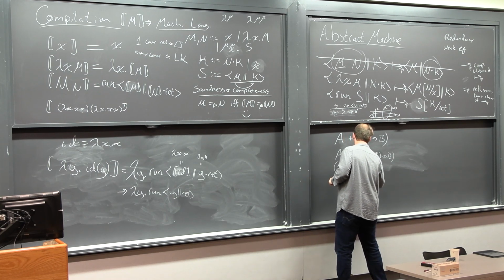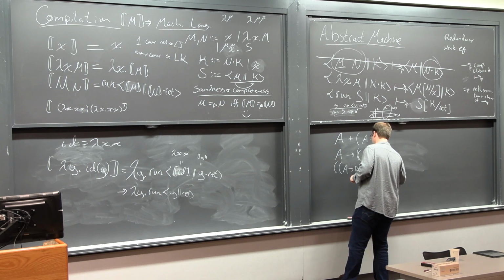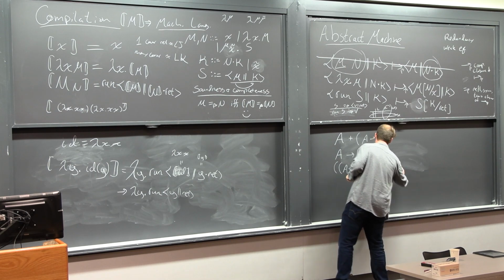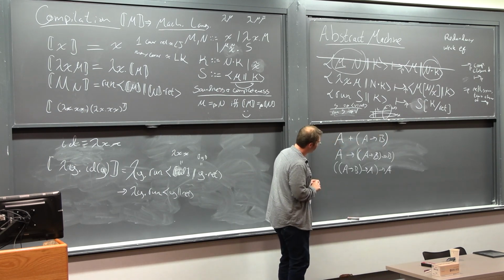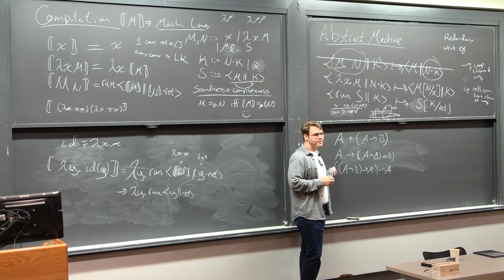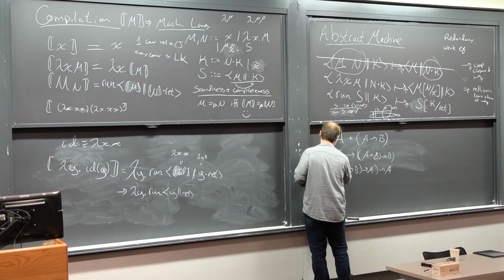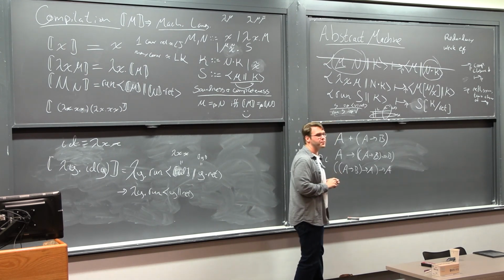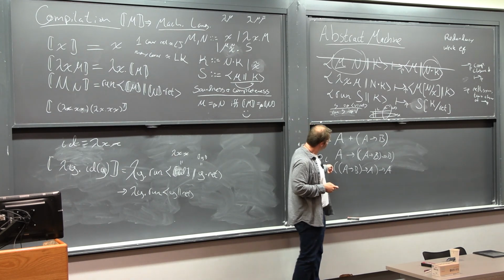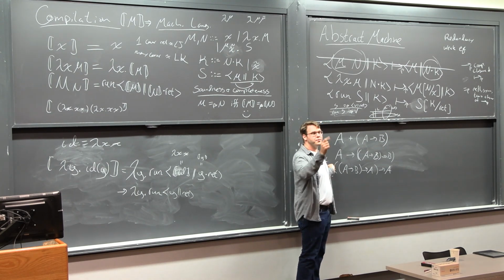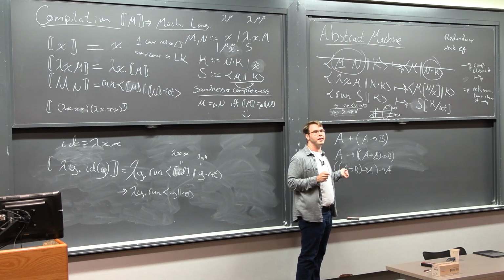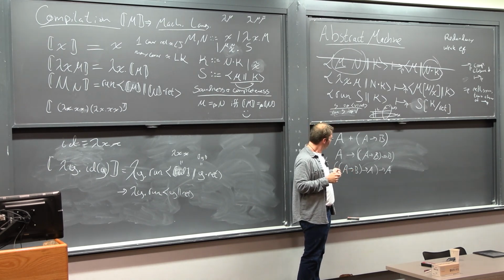But then what about this? A implies B implies A implies A. This is similar to double negation elimination. It's called Peirce's law. Not Benjamin Peirce, a different Peirce. But this is not a theorem of intuitionistic logic, but rather classical logic.